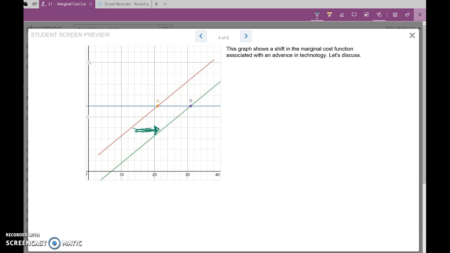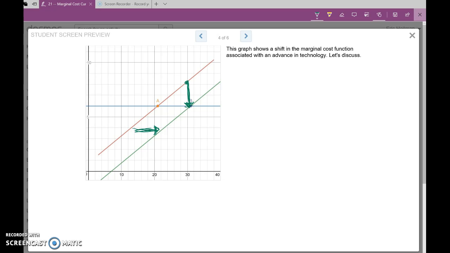You could also think of it as a downward shift. Right? Costs are dropping because our technology got better. So now at a given quantity, my marginal cost to produce that number of goods is going to be lower because more efficient technology is better and cheaper. So either way you think about it, that's what that kind of shift will do.